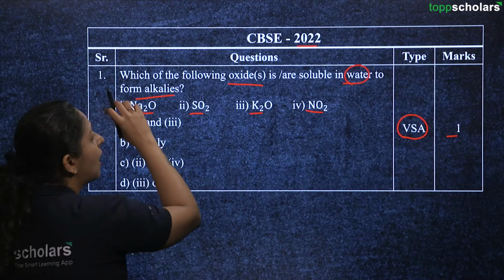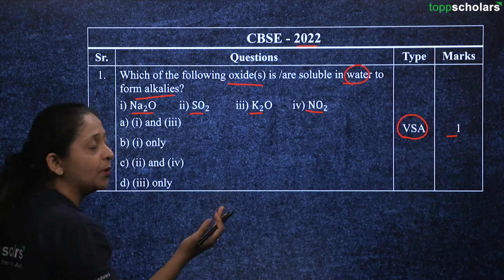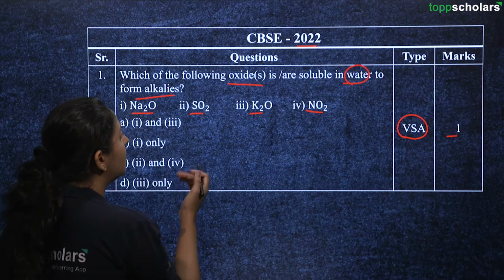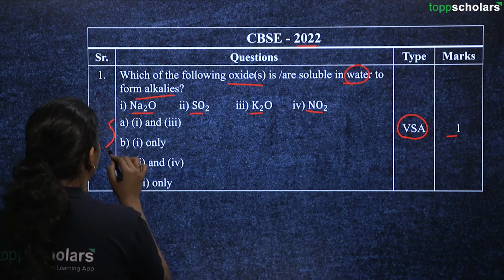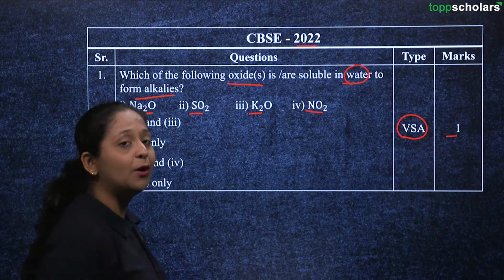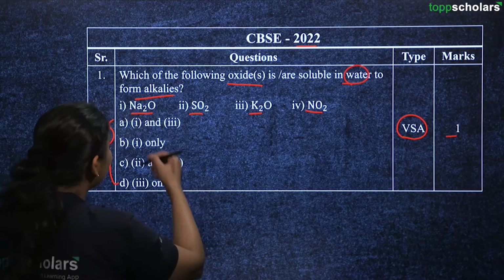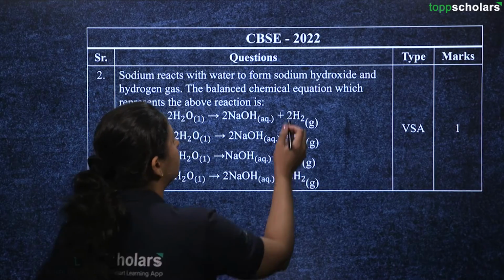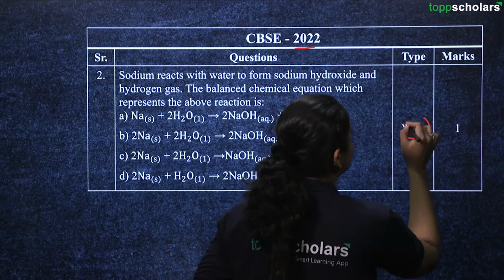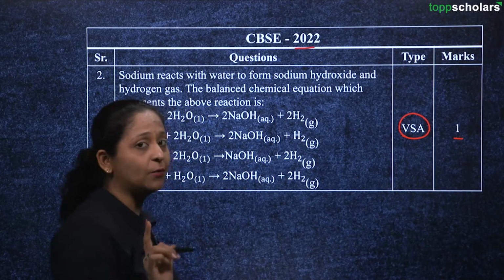You have to determine which of these oxides are soluble in water, that is sodium oxide, sulfur oxide, potassium oxide and nitric oxide. Depending upon which option you select, you will be able to get the mark. So here in this question, students, it is from the year 2022. It is a very short answer type question holding 1 mark for you.